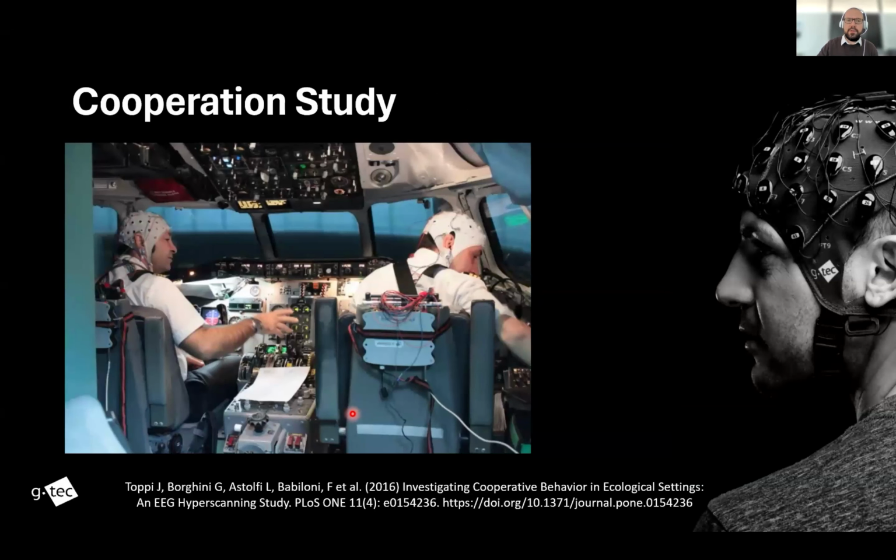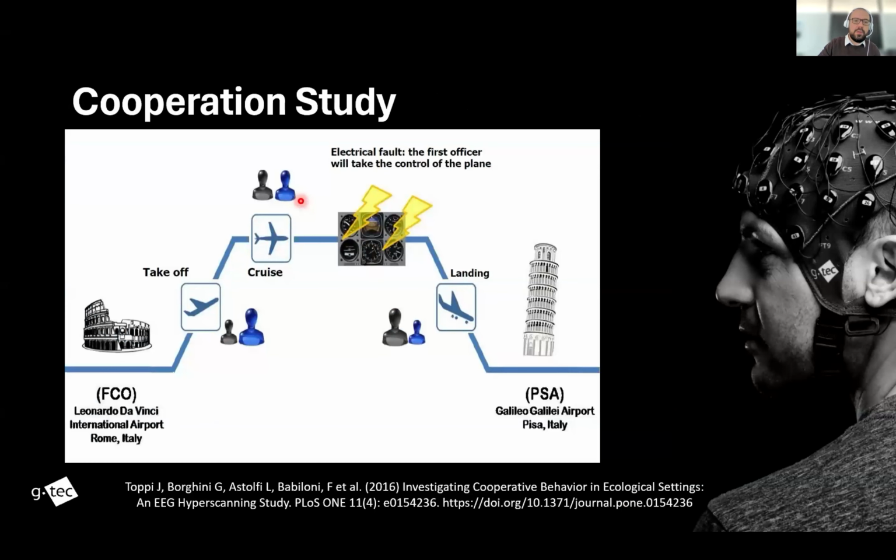One of the examples, as you can see here, a g.USBamp was performed by Babylon in 2016. This study is related to two pilots on an airplane simulator. The main goal was to check if there would be synchrony between the brain activity of the main pilot and the first officer.